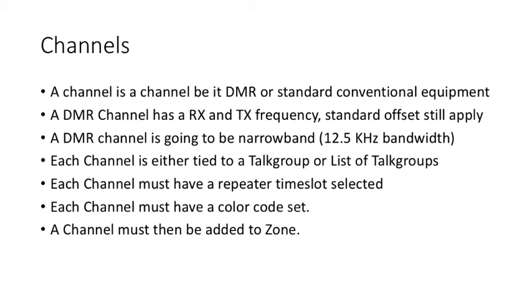The main thing I want you to understand is that a channel in the DMR world is just like a channel in a conventional world. You're still going to have your receive and your transmit frequency. Your standard offsets are going to apply. It's going to be narrow band. You're going to tie talk group and channel together when you're programming. You've got to have the right time slot. You've got to have the color code set. And then you've got to add that channel to a zone. Okay? Like I said, this is going to become more clear in the next video.